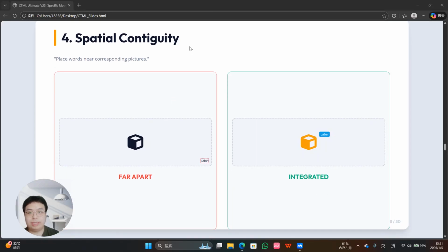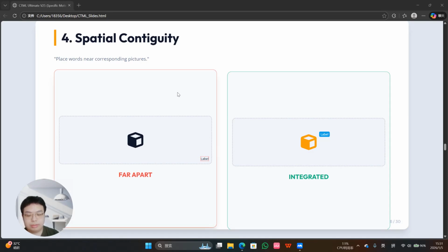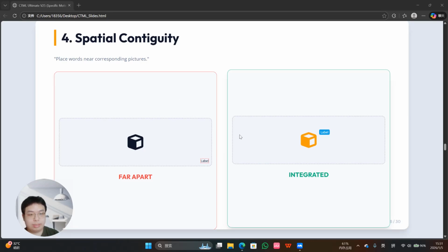The next one is spatial contiguity. Labels shouldn't be far from the image, like the diagram on the right. Place text directly next to the corresponding component to reduce the burden of eye scanning.